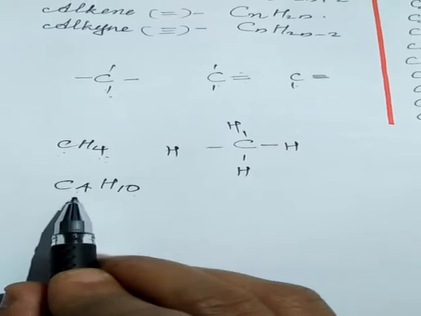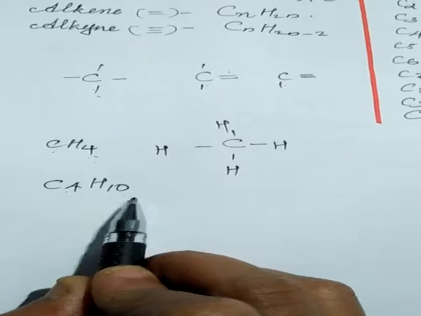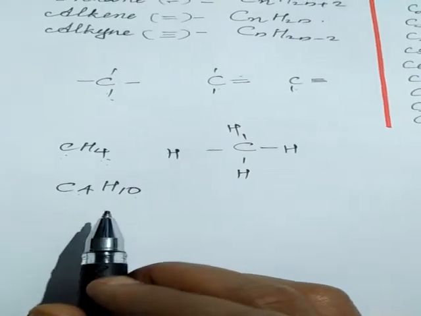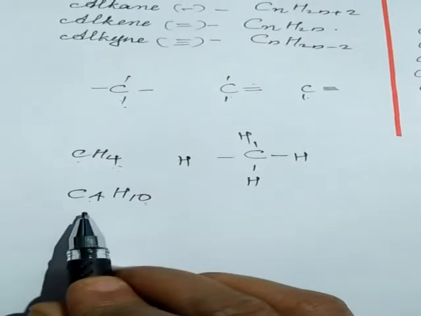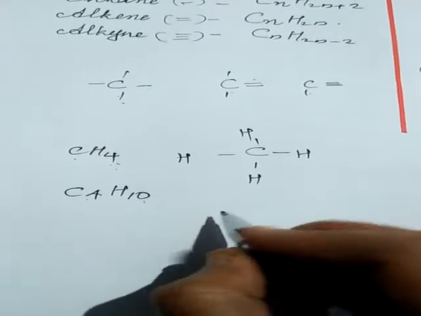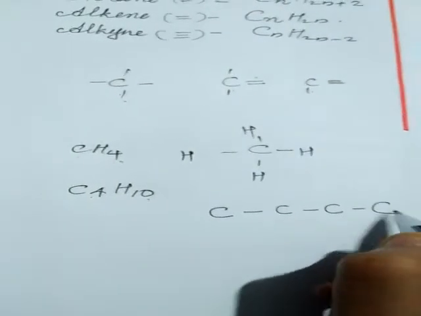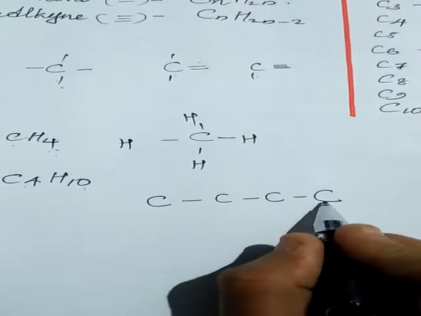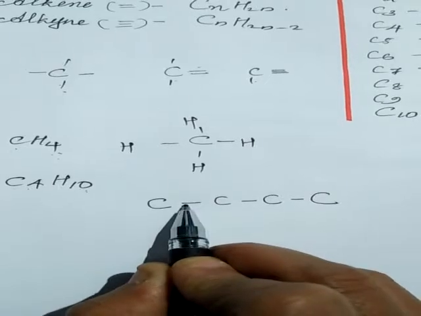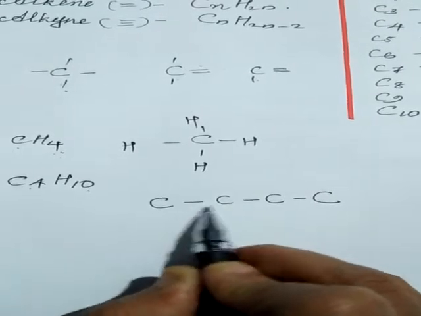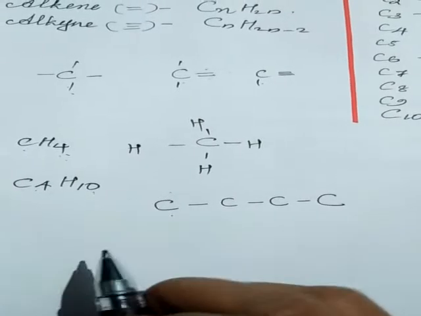See children, when the number of carbon increases, first we have to connect each carbon atom. Then only we can connect the hydrogen atoms. So here we know it's a saturated hydrocarbon, that is a single bonded hydrocarbon. So we connect first 4 carbon atoms. Now we connected 4 carbon atoms here. Now you can see each carbon atom shared 1 electron with another carbon atom. That is only 1 bond.